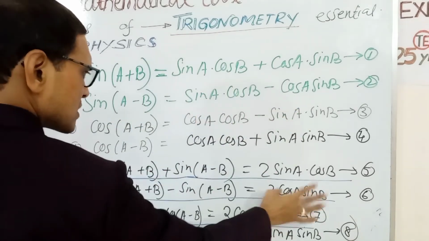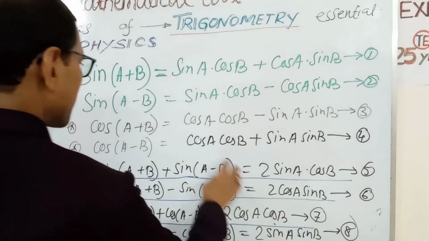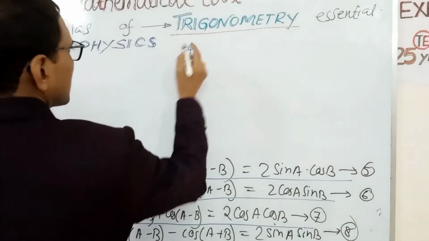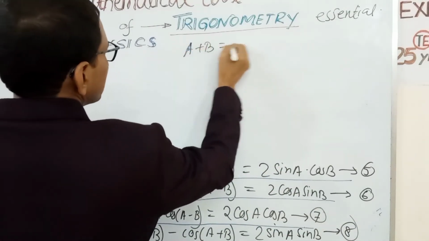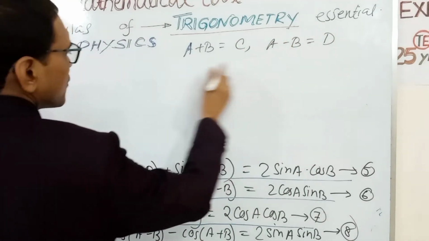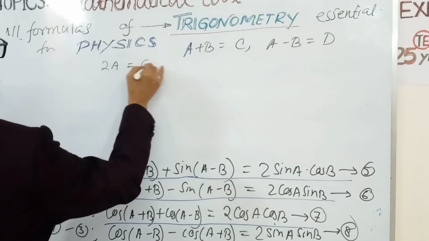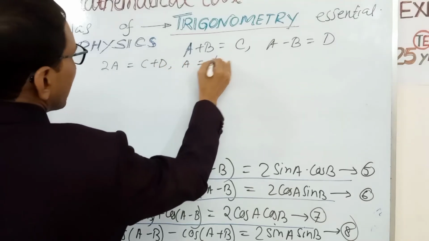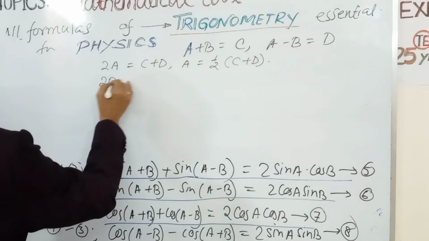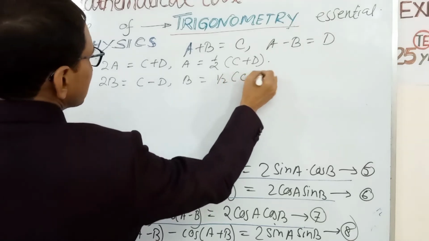Subtract this, this cancels, 2 cos a sin b. And if we add this, we get this. If we subtract this from this, this cancels, this adds. Suppose a plus b equals c and a minus b equals d. Now if we add, 2a equals c plus d, that is a equals half of c plus d. And if we subtract, then 2b equals c minus d, that is b equals half of c minus d.